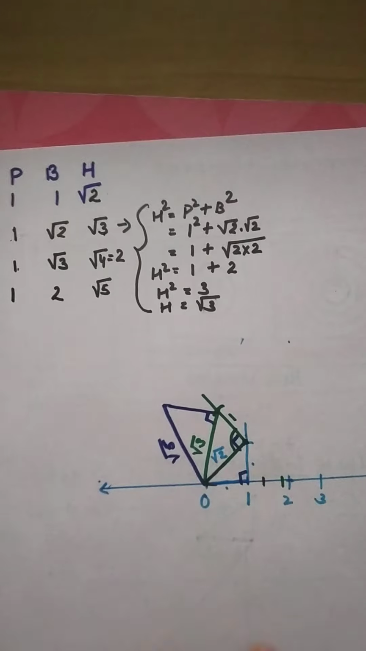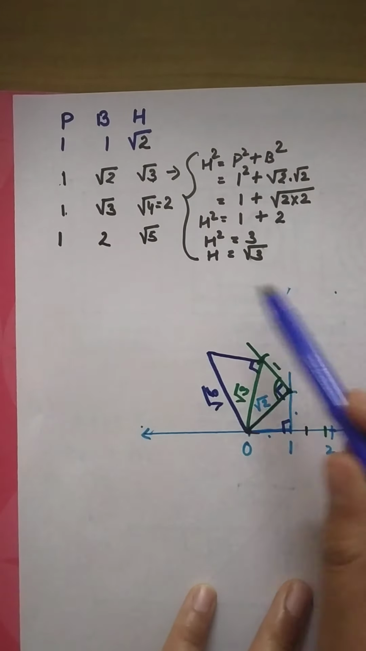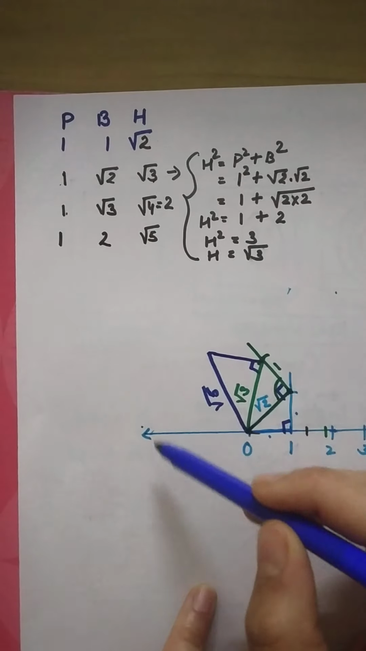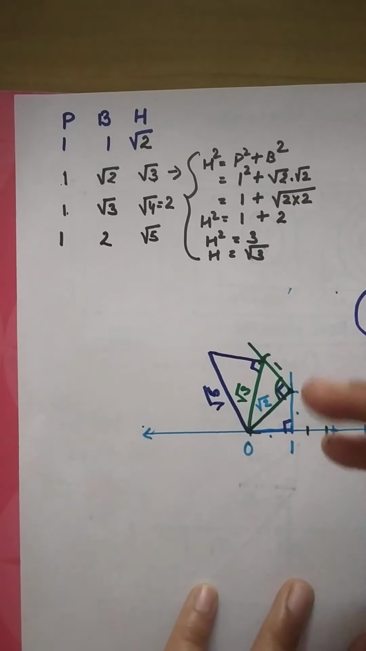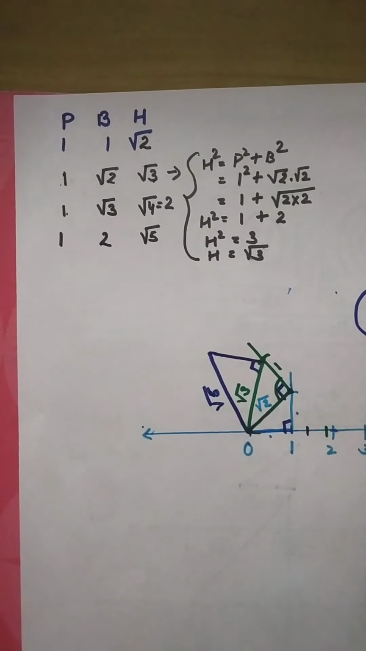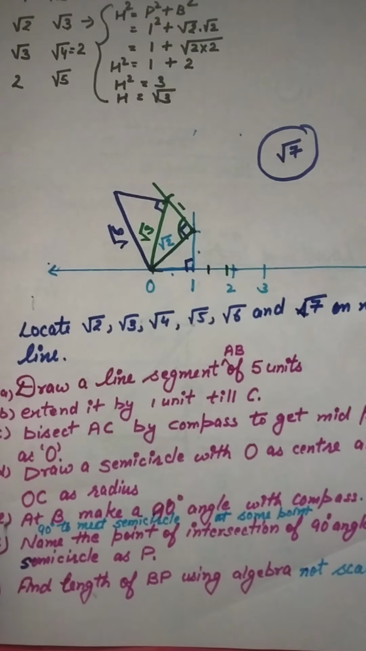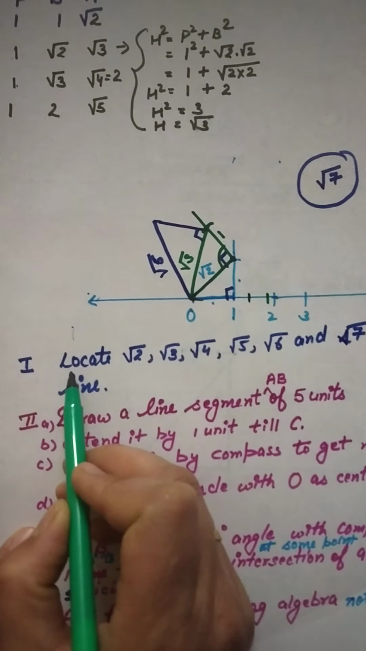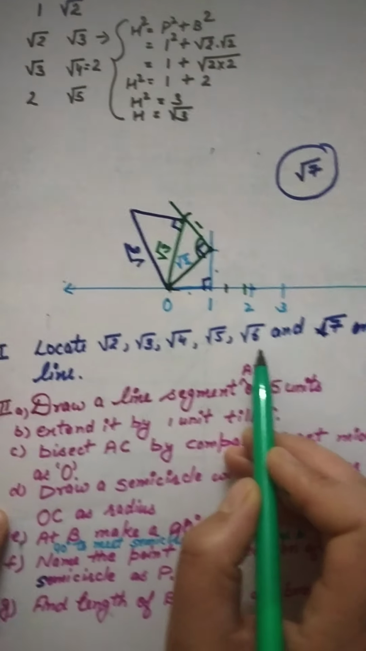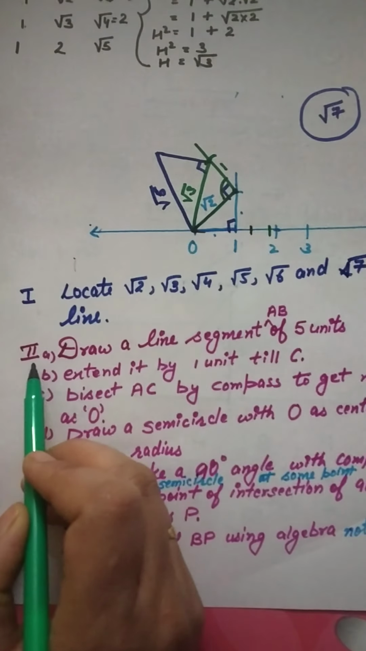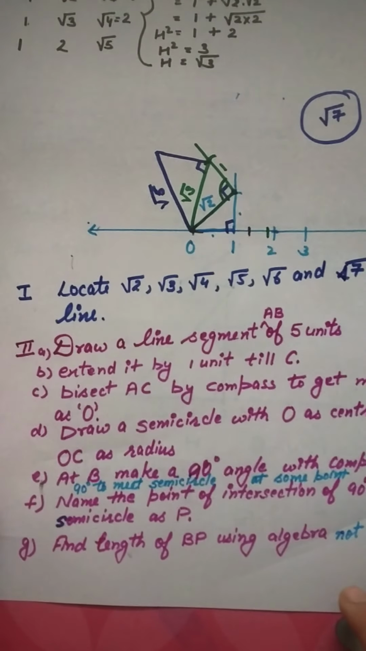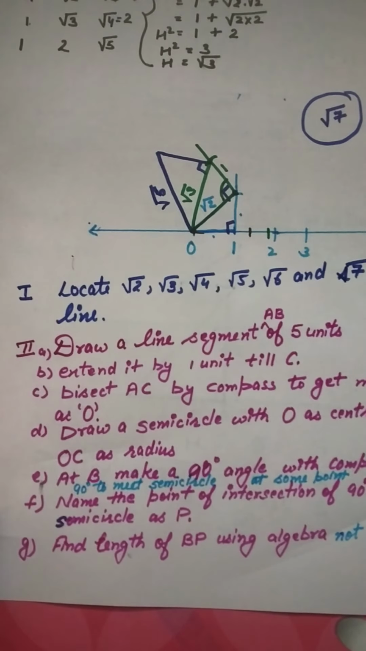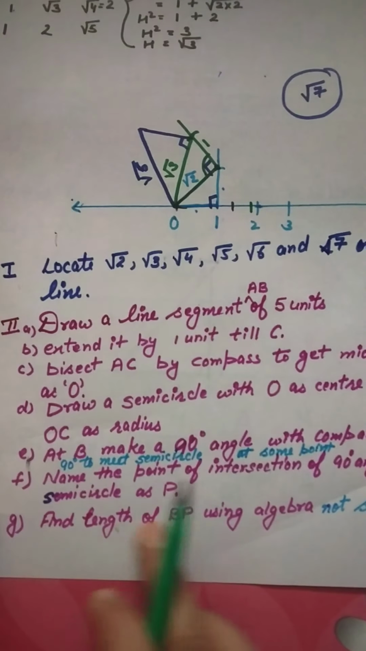So now your assignment is, you will draw this and take this figure till root 7. You have to locate root 2, root 3, root 4, root 5, root 6, root 7. The first question of your first assignment is this, and as a second question I have given you some steps of construction. You have to follow these steps and in the end conclude the result.